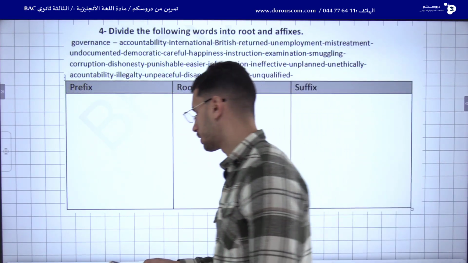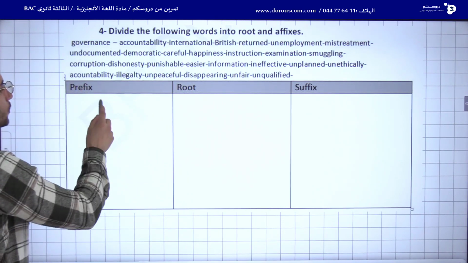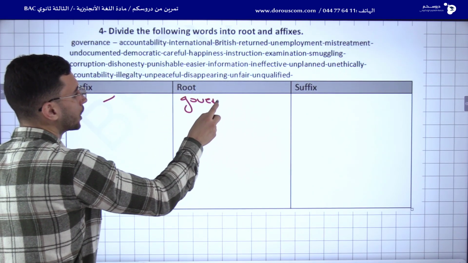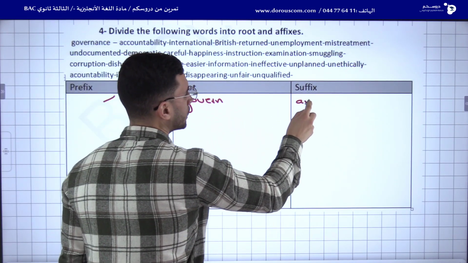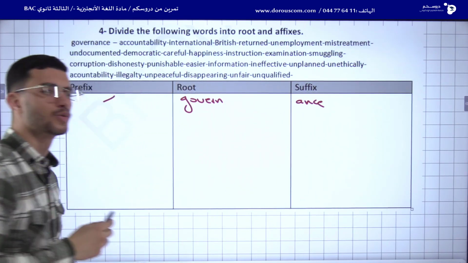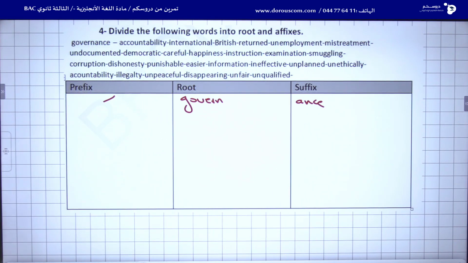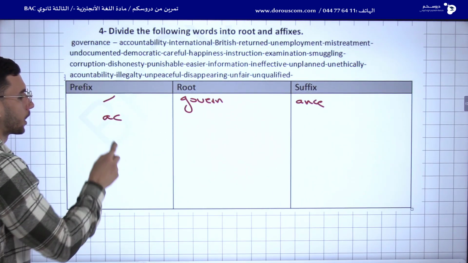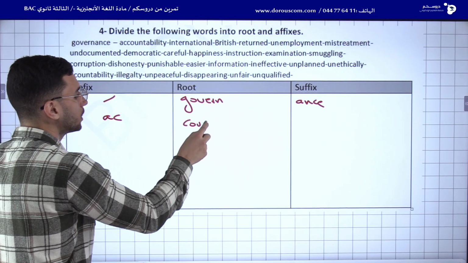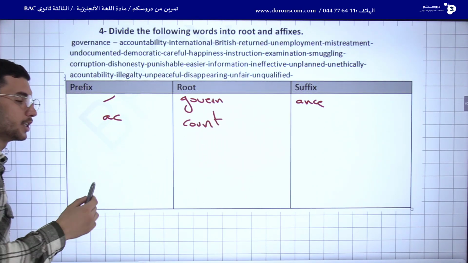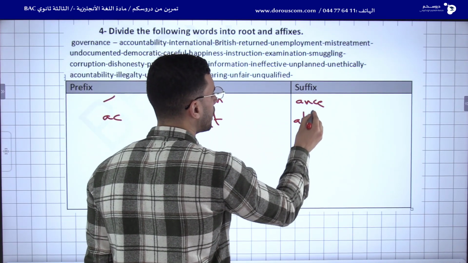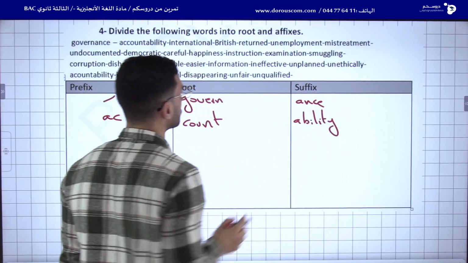Governance. Okay, where is the prefix here? صحيح. Governance has no prefix. The root is govern. And the suffix is ance. Govern mean to rule. يعني يحكم. صحيح. Second one, accountability. We have prefix ac. We have count as a root, which is the verb to count, and we have ability as a suffix.